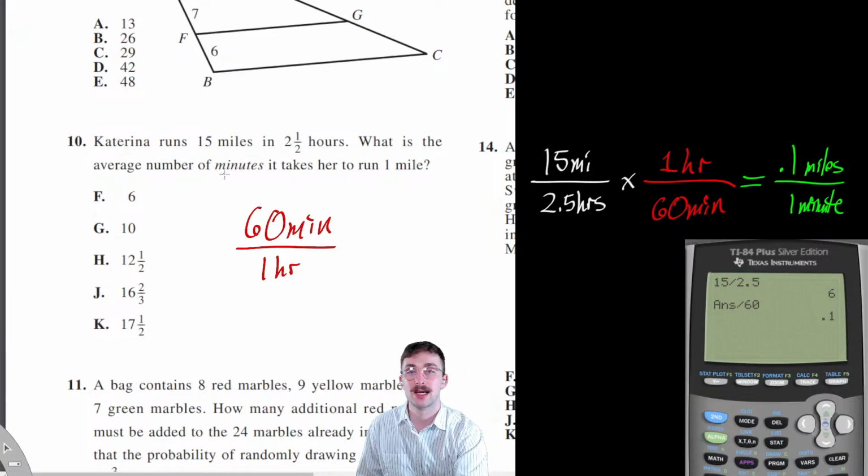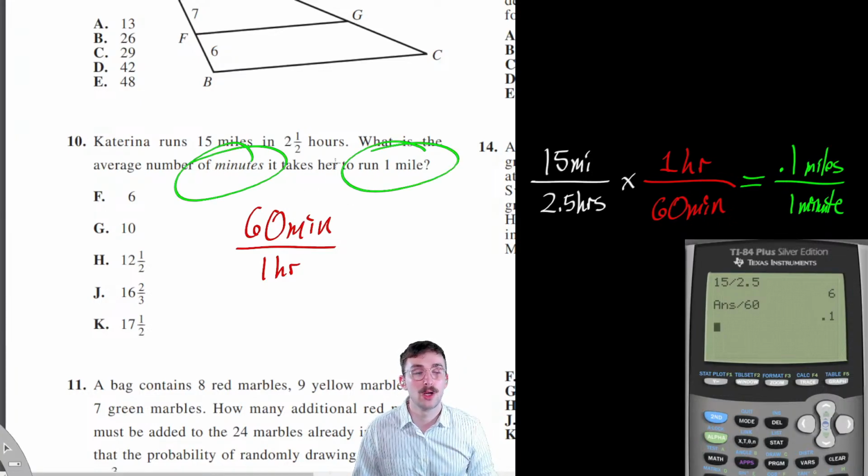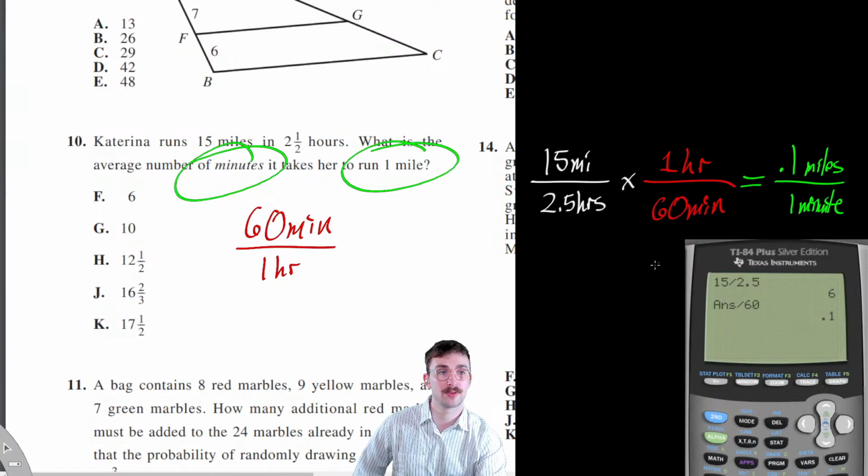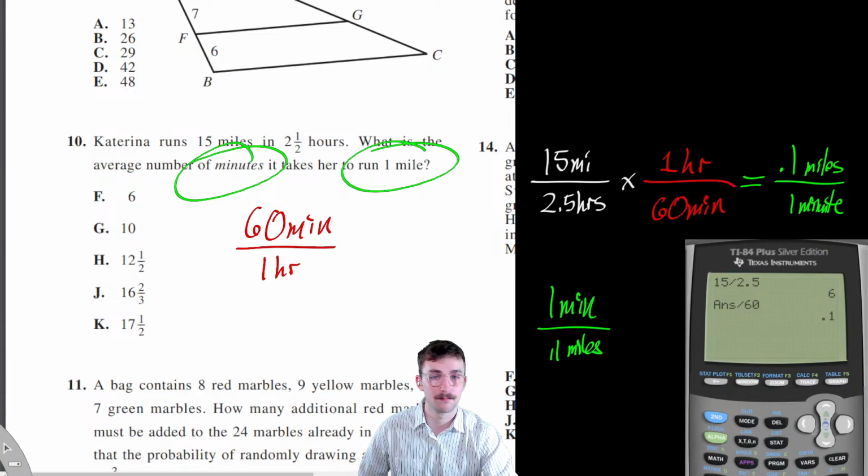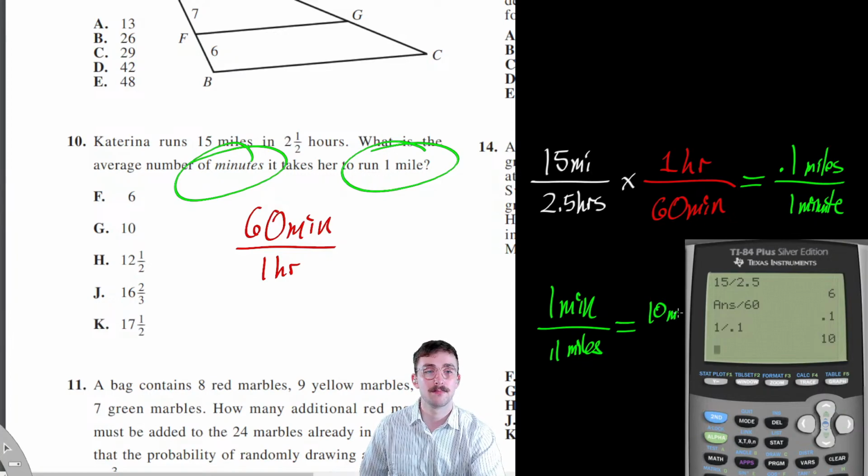Now what they asked is how many minutes does it take her to run 1 mile? So what I'm going to do is flip that. If it's 0.1 miles per 1 minute, that means it's 1 minute per 0.1 miles. And if I divide that, 1 divided by 0.1 gives me 10. Again, what that means is 10 minutes per 1 mile.